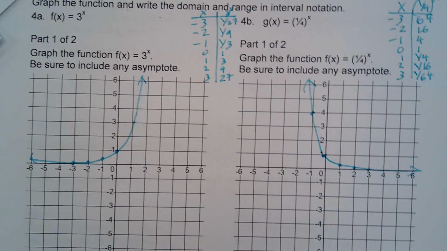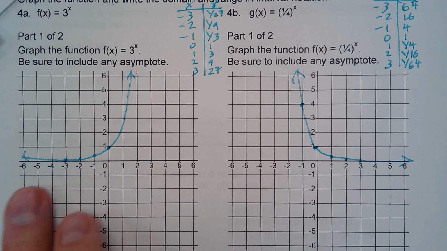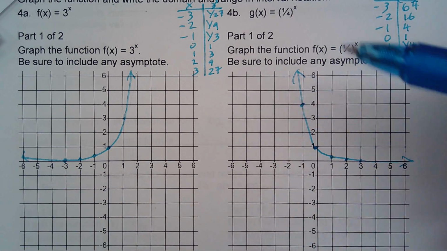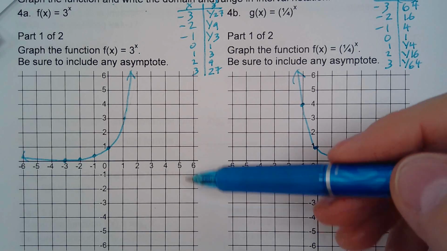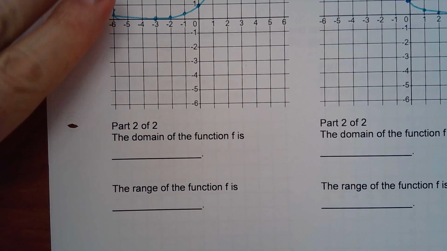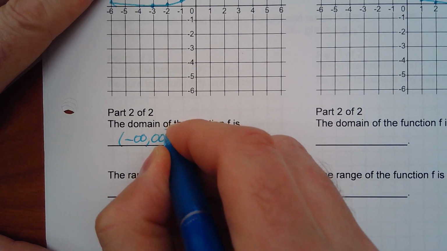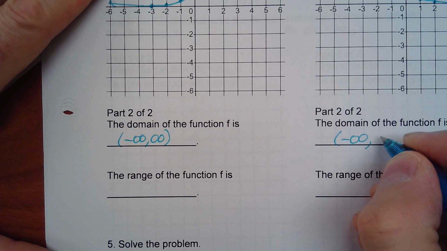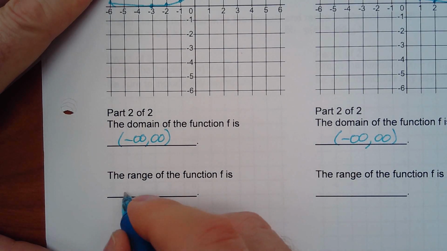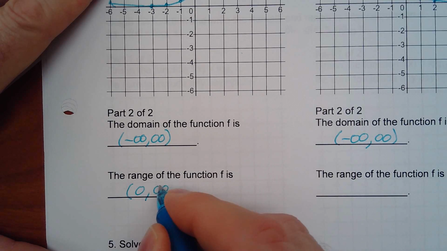All right, for both of these, the domain here is all real numbers because it's an exponential function. The range here for both of them is going to be the positive real numbers. So this would be from -infinity to infinity for both of these. There's no shifting here, so the range doesn't change. 0 to infinity.